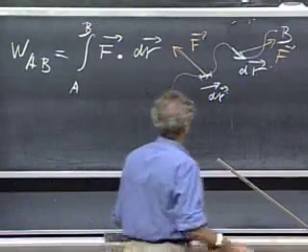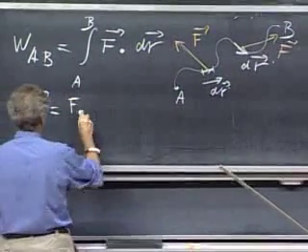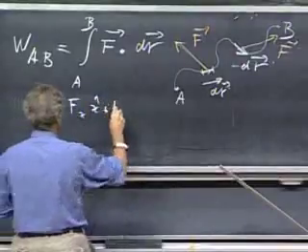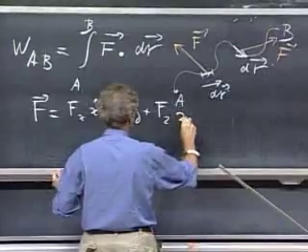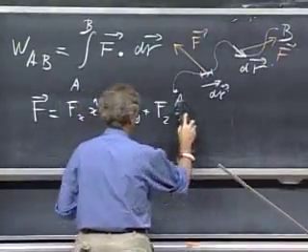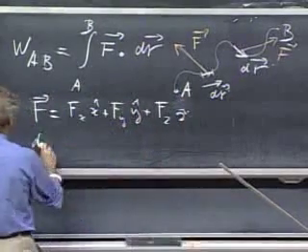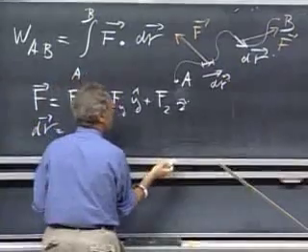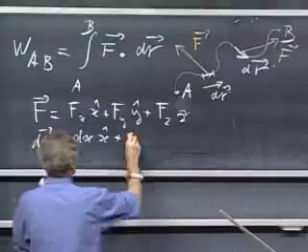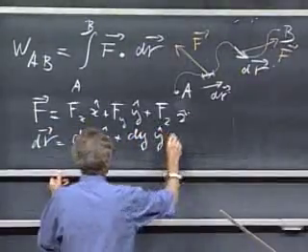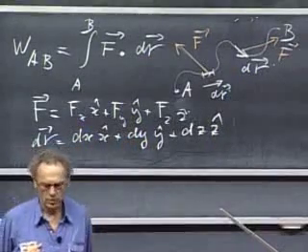So let the force be f of x, x roof, plus f of y, y roof, plus f of z, z roof. I'll move this up a little, put it here. And let dr, the general notation for vector dr, equal dx, x roof, plus dy, y roof, plus dz, z roof. Cannot be any more general.